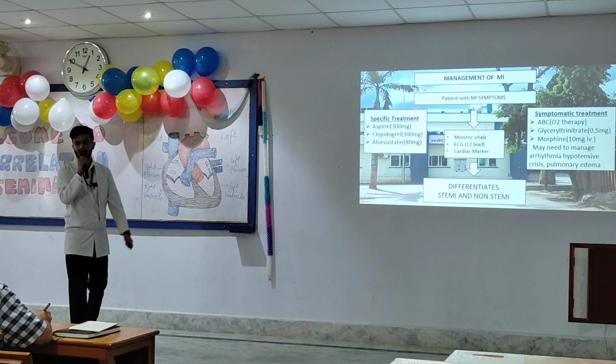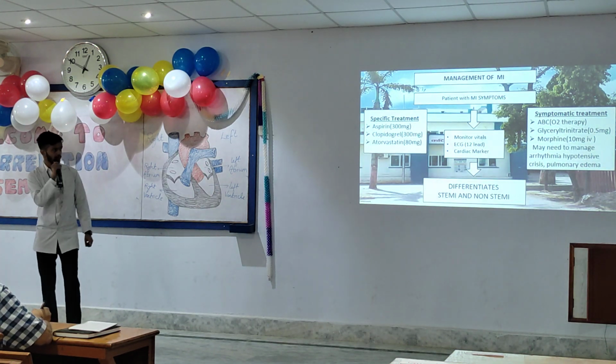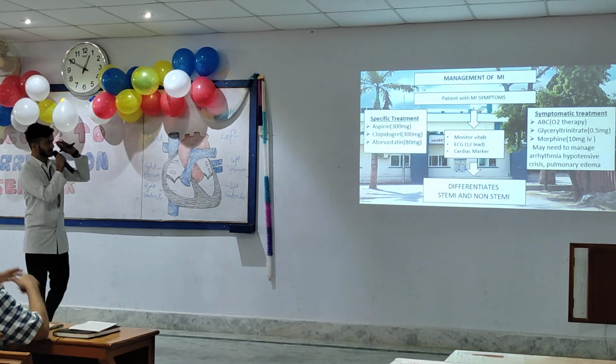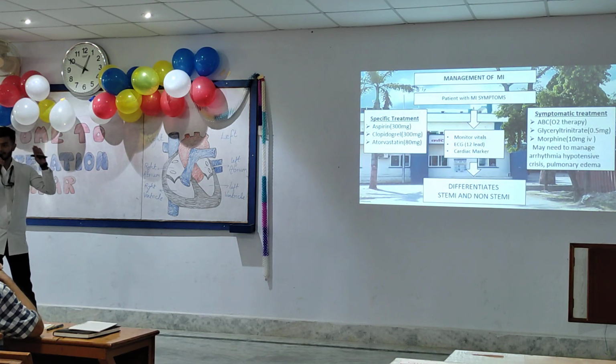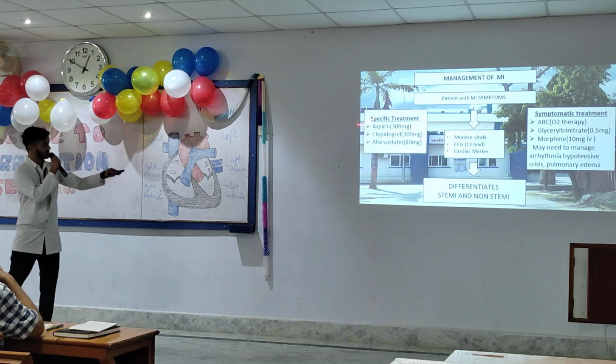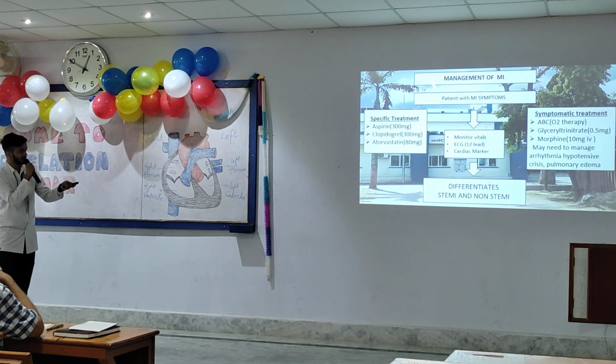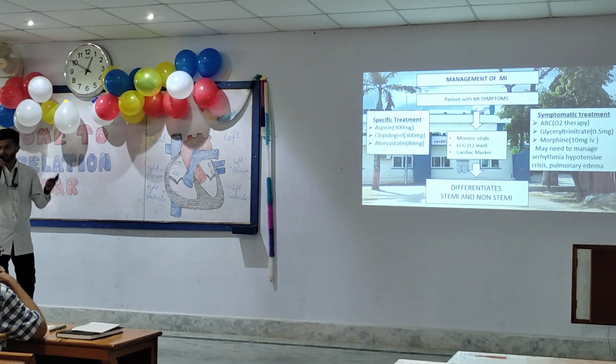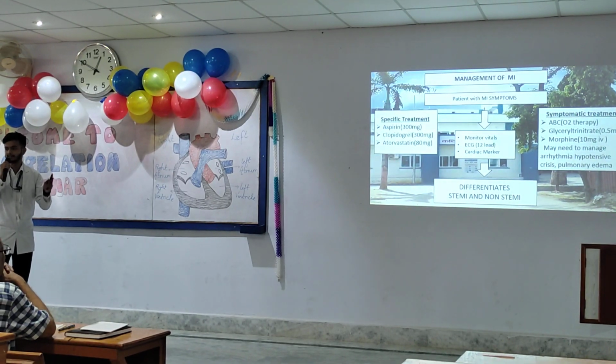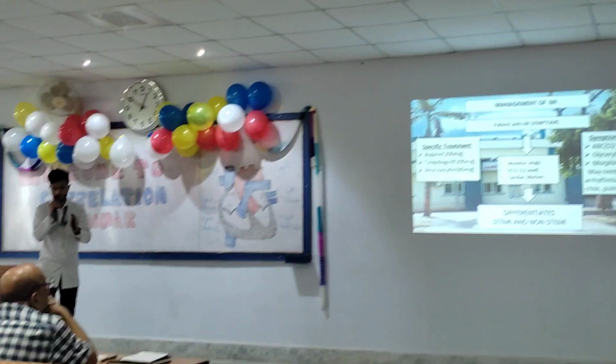Now let's learn about the management of myocardial infarction. When a patient with myocardial infarction presents at the hospital with symptoms, specific treatment is done first. For the specific treatment, 300 mg of aspirin and 300 mg of clopidogrel are given. They are antiplatelet drugs and they prevent further thrombus formation.